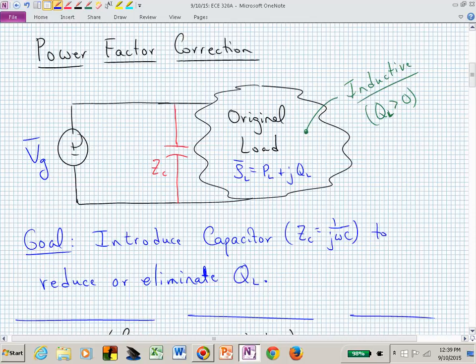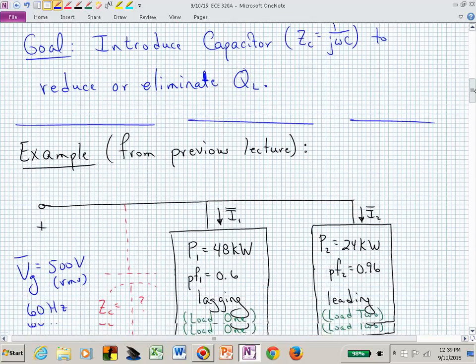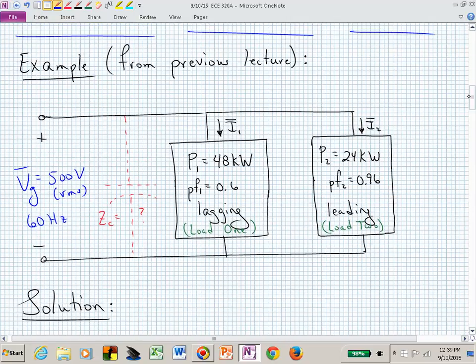The ideal is to introduce this capacitor in such a way that the source, seeing that combination of capacitor and all of that load, sees a pure resistive load. And the power factor of that combination is 1. That's what we're hoping to achieve by introducing this capacitor Z sub C. Everybody getting this mental picture of what we're doing? That's what we want to do in the first part of today's class.